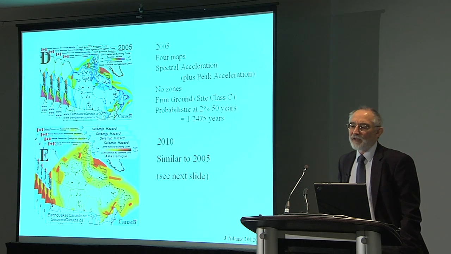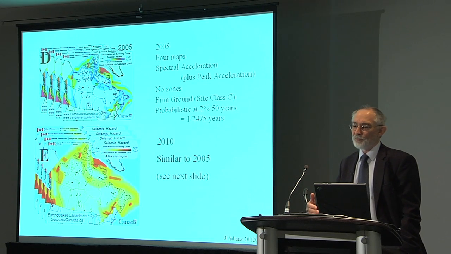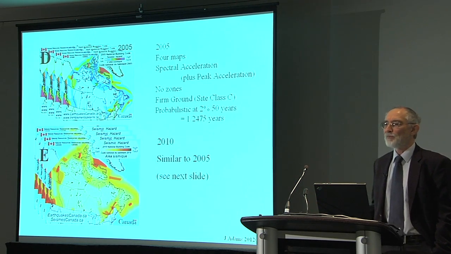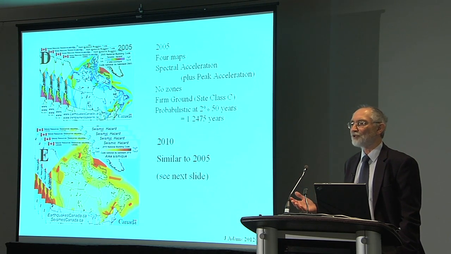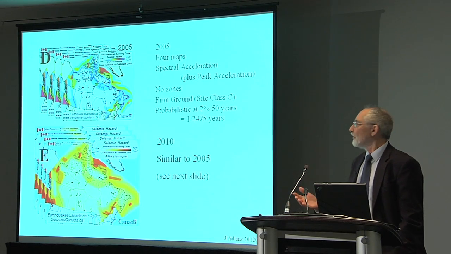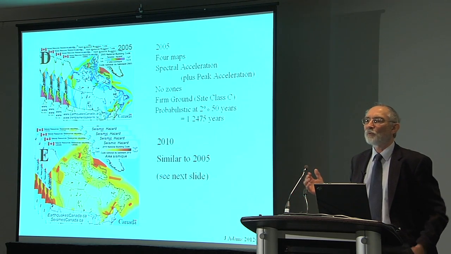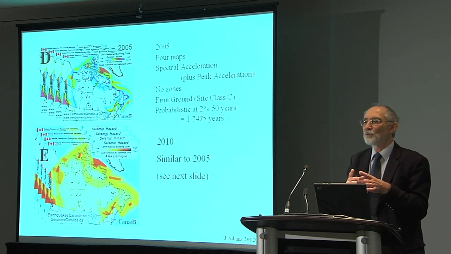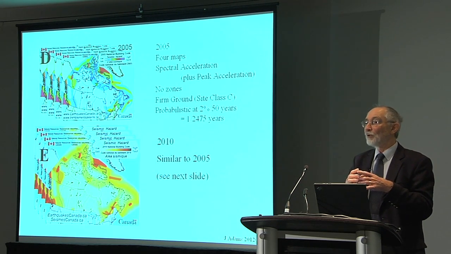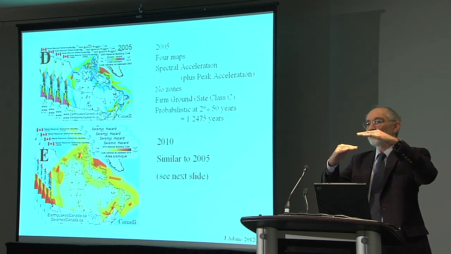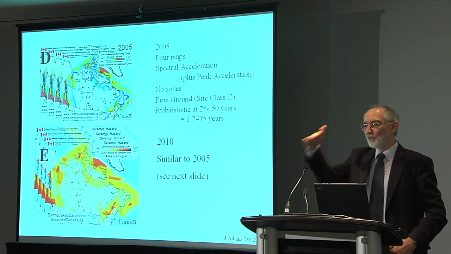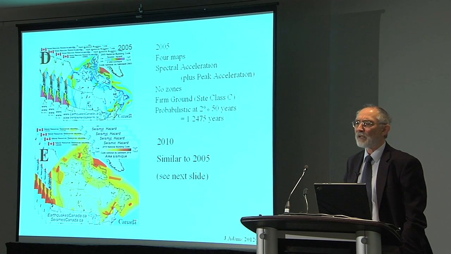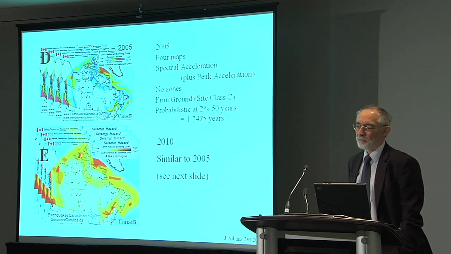The 2005 maps, which was really my first contribution to this, we now have 4 maps. We've gone from peak acceleration and peak velocity to spectral acceleration, which better describes the shaking as a function of period. There are no zones in these maps any longer. We used to divide Canada up into 7 zones, and the problem was this, that if you were on a zone boundary, the design level jumped by about a factor of 40% across that boundary. Now we effectively have contours across the whole country, and you don't get those step discontinuities.